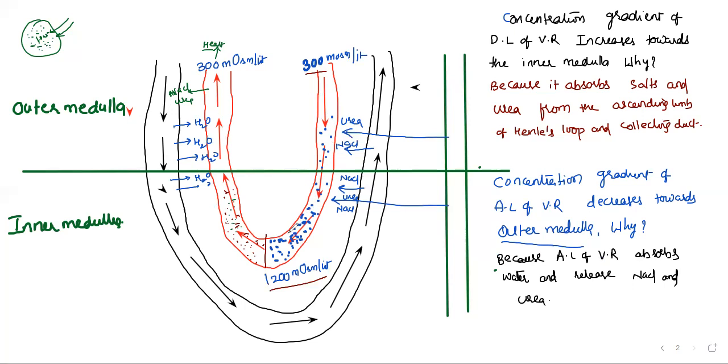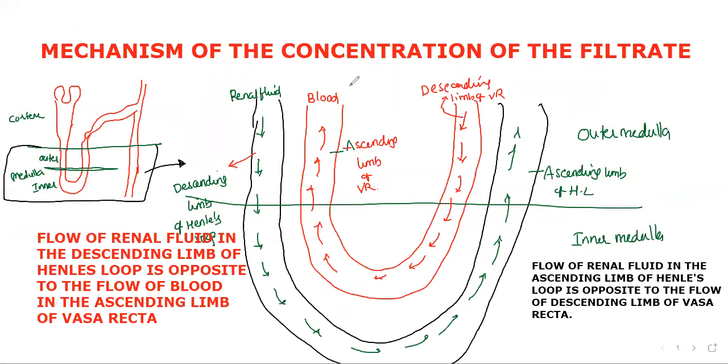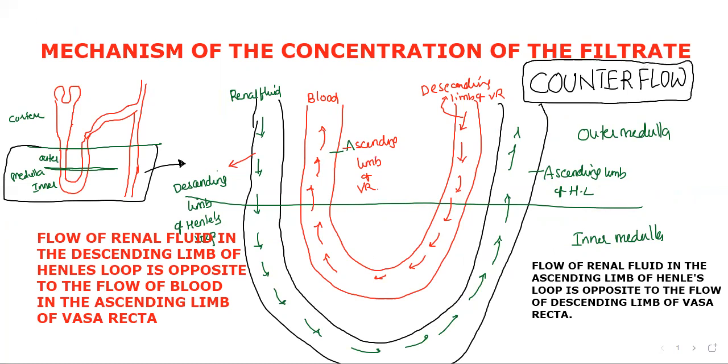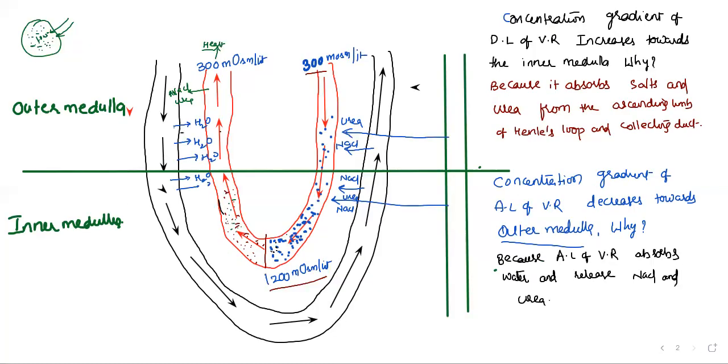By increasing the concentration gradient using sodium chloride and urea, they are able to attract a large amount of water. That's what we made a heading earlier: mechanism of concentration of the filtrate, which is possible by the characteristic feature of this flow of fluid. We call it counter flow. Because of a feature called counter flow, we are able to, okay, let me show you the contrast to understand it much better.